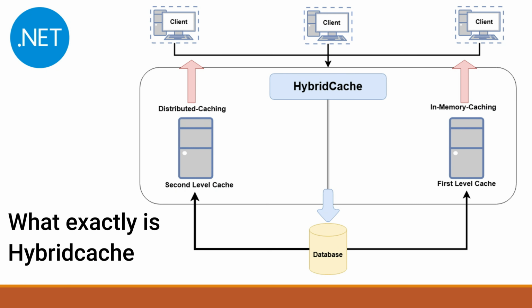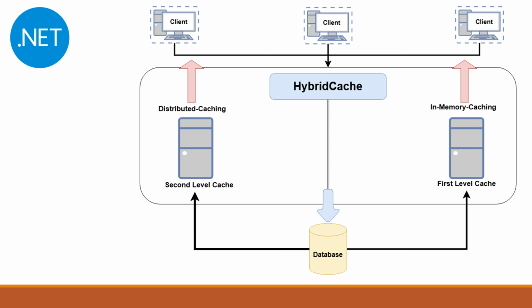So what exactly is Hybrid Cache? It's a caching solution that merges two layers. In-memory caching means it stores data in the application's memory for ultra-fast access, and distributed caching stores data centrally so multiple applications or instances can share it. The magic of Hybrid Cache is that it gives you the best of both worlds. For frequently accessed data, it serves the data from the in-memory cache. If the data isn't found there, it falls back to the distributed cache.